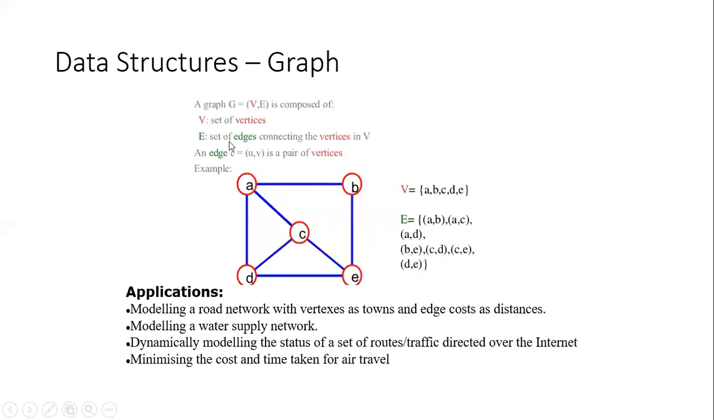Then come graphs. A graph G is also a data structure, composed of many nodes and vertices, and the nodes and vertices depict some relationship. Examples: modeling a road network with vertices as towns and edge costs as distances, modeling a water supply network, dynamically modeling the status of a set of routes, traffic directed over the internet, minimizing the cost and time taken for air travel. So all these are examples of graphs.